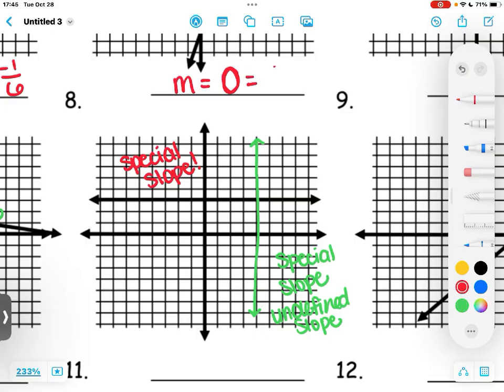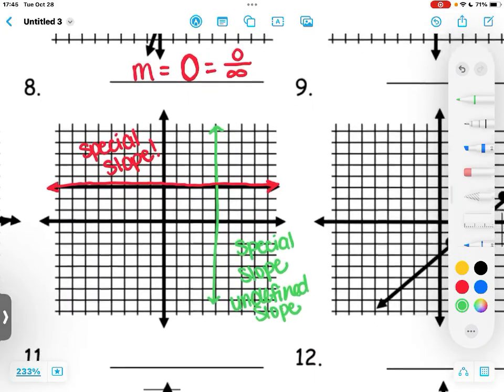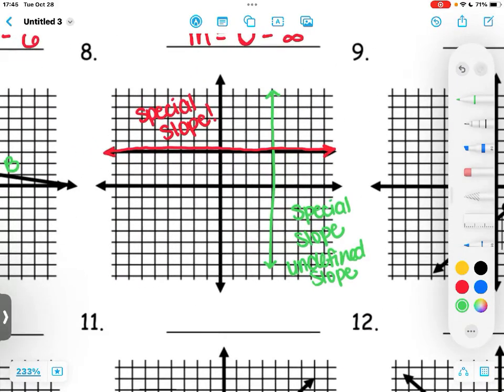So this would be the same as 0 over infinity for your red slope for this line here. Since you're not going up or down, that would be 0, but you're constantly going left or right. So 0 over any number is still going to be 0, even if it's infinity. So we would just say this is a 0 slope, whereas the green one is undefined because we'd say it's infinity over 0. You're not going left or right at all, and we don't put fractions over 0. That is what we call undefined.